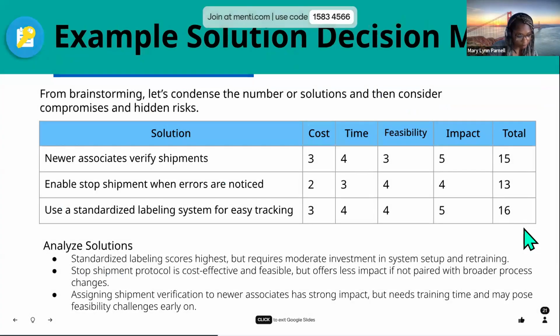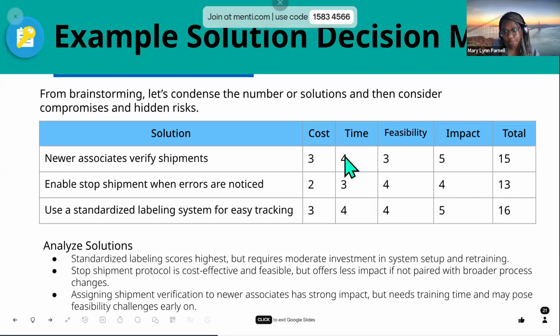All right. So an example, just to remind you of what a solution decision matrix looks like. For brainstorming, we're going to condense a number of solutions and then consider compromises and hidden risks. So we've come up with solutions: newer associates to verify shipments, enabling stop shipment when errors are noticed, or using a standardized labeling system for easy tracking.